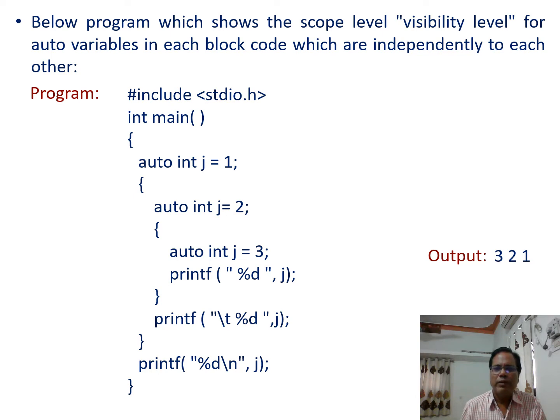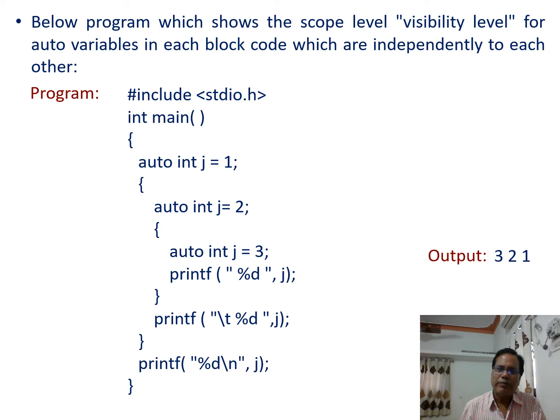Whenever the inner block in which the value of j is initialized to 3 is executed, using the printf we print the value of j as 3. After executing the inner block, when control comes out of this block, here we have auto int j equal to 2, that is, the value of j is initialized to 2. So whenever the printf statement is executed, we get the value of 2.